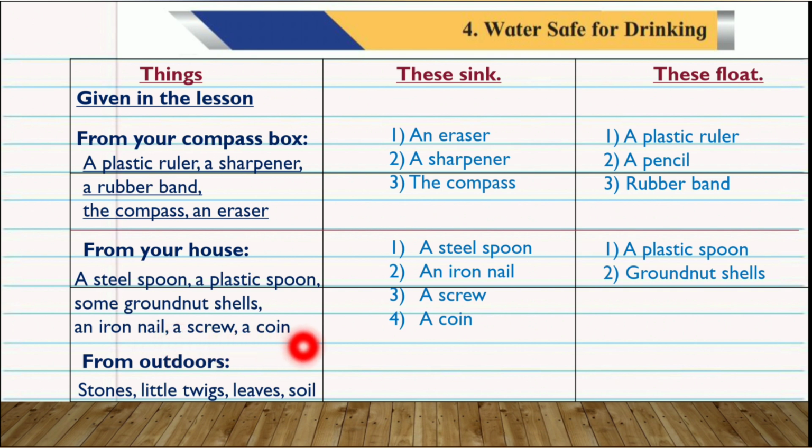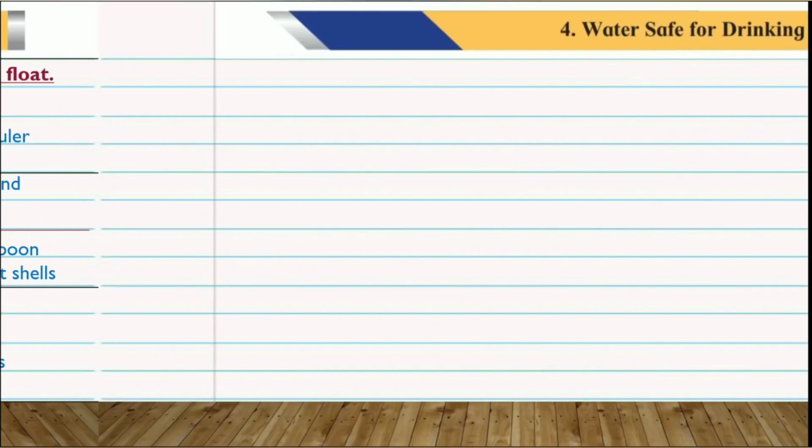So from these, stones will sink and oil will sink. And also which things will float? So little twigs will float and leaves will float. So you can write or you can complete this table like this. Now see the next question, students. The next question is fill in the blanks.